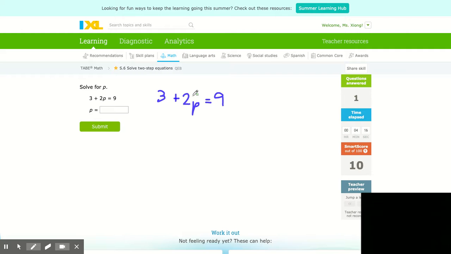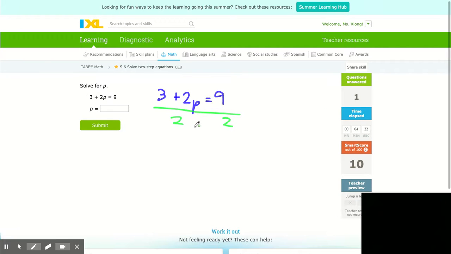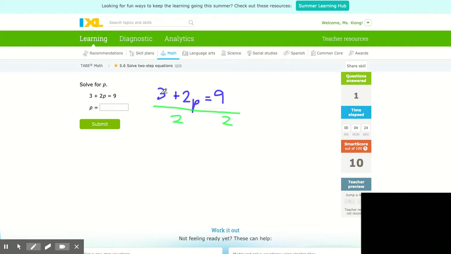Because right now, if I wanted to divide the whole thing by 2, it gets kind of messy. It turns into a fraction. This turns into 3 halves, and then plus, well, 2 divided by 2 is 1, so it'll be plus p. And then that equals 9 over 2. It gets messy. It's really doable, too. It's just messier, and not as fun to deal with.